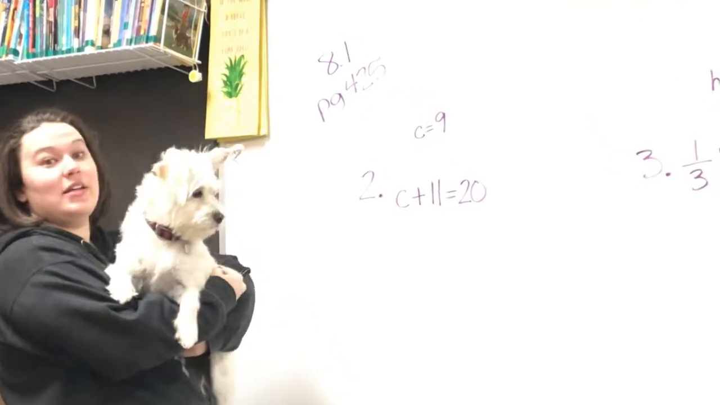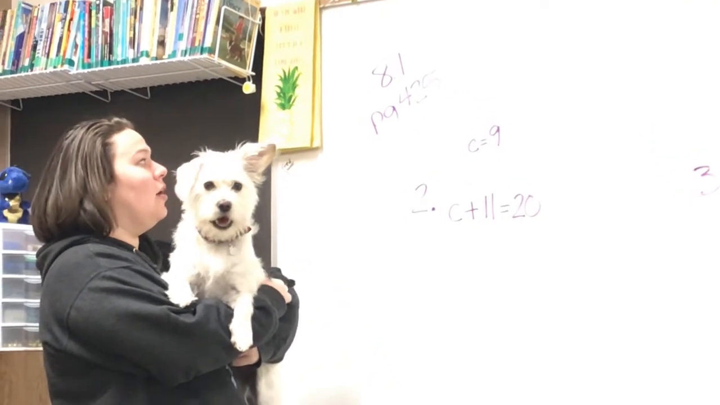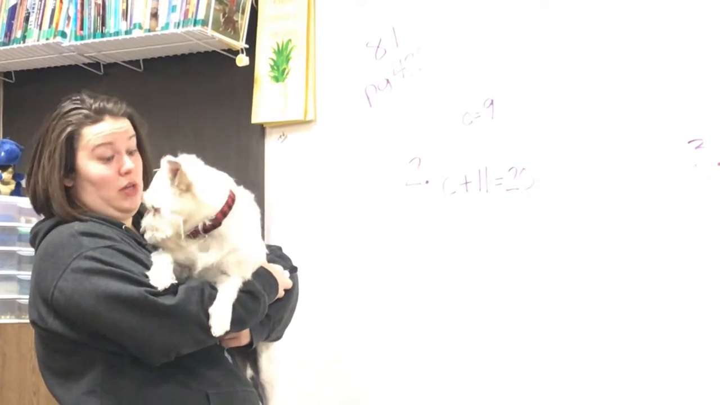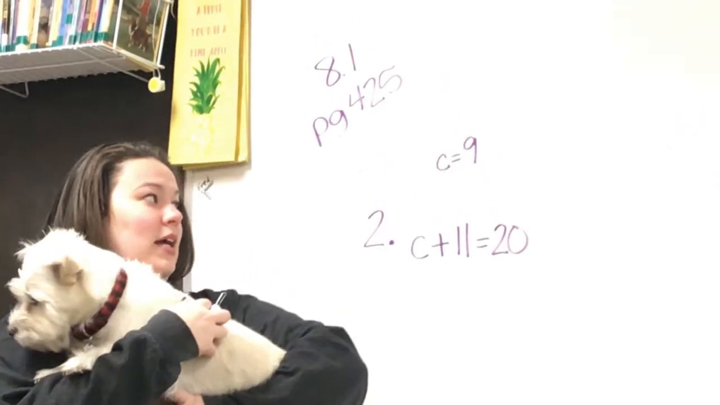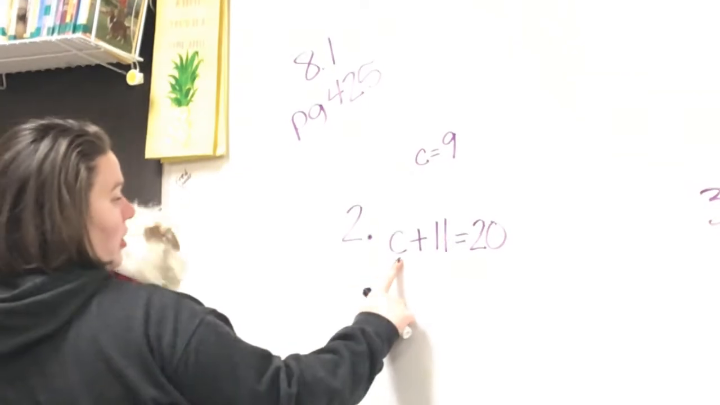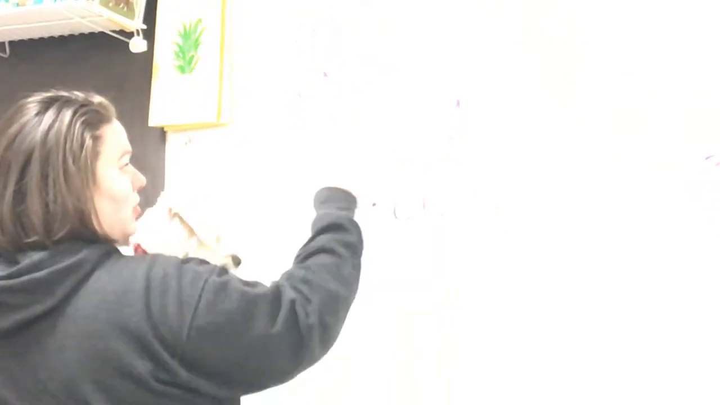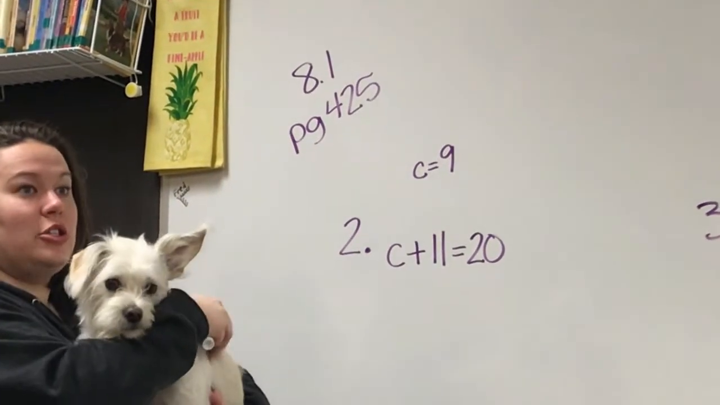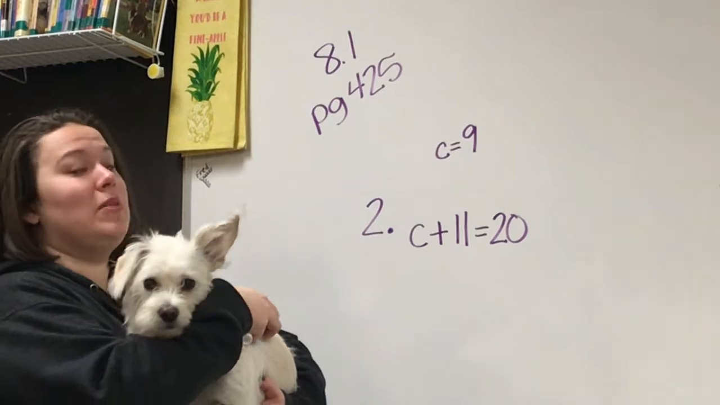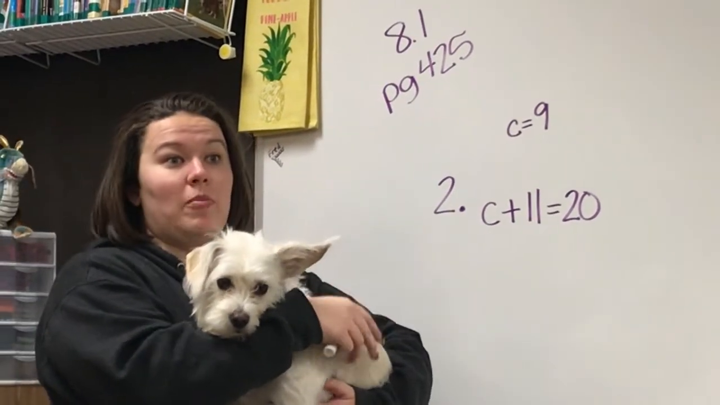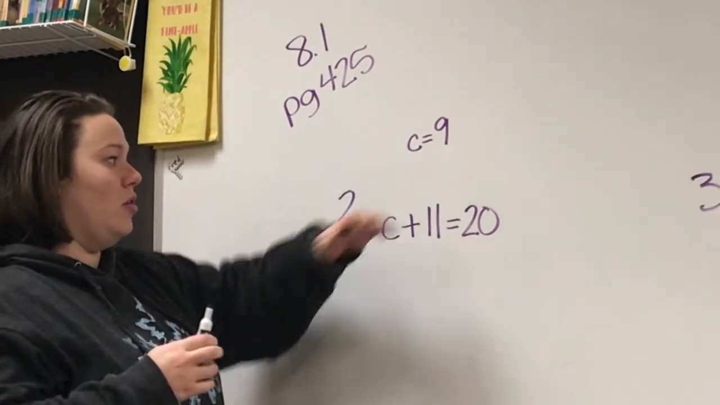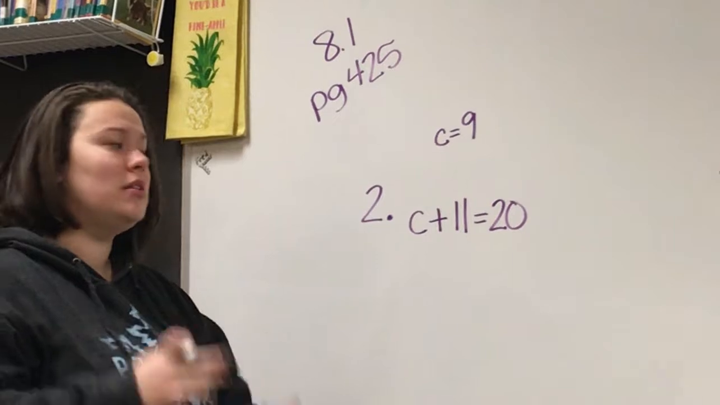We are on lesson 8.1, page 425. This one is having you say if this letter is equal to this or not equal to that. Later on in this chapter, you're going to have to figure out what the missing letter is. This is starting you out baby steps, and they're giving you what it could possibly be or what it's not.